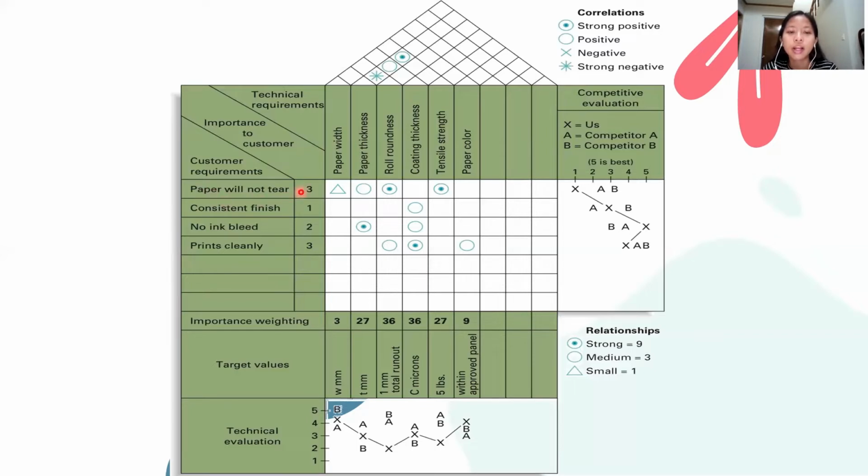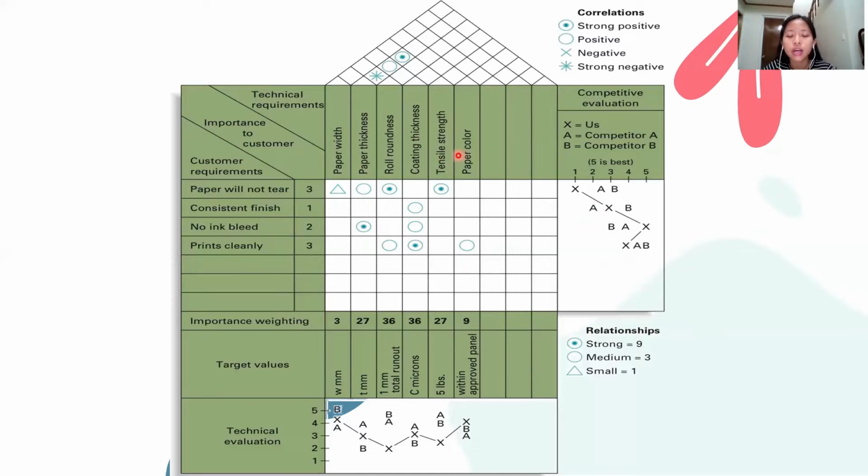Ang pwedeng technical requirement is paper width. Pag mas makapal ang paper, pwedeng hindi na mapunit yung paper. Technical requirements are also general statements like customer requirements. Now we proceed to this part of the matrix, itong may white part sa middle.